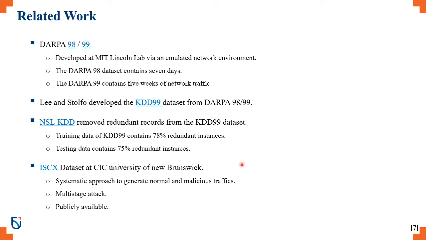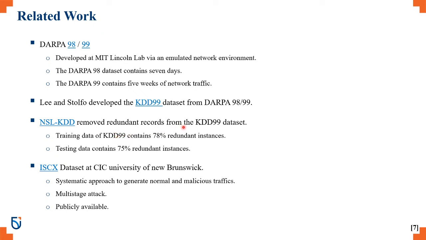Related work. The DARPA 98 and 99 datasets were developed at MIT Lincoln Lab. DARPA 98 contained 7 days of network traces, while DARPA 99 contained 5 weeks of network traffic. Lee and Stolfo developed a framework to extract features from DARPA 98 and 99, and the dataset was named the KDD 99 dataset. The KDD 99 dataset is the most widely used dataset for intrusion detection. It contained TCP attributes but failed to provide information about IP addresses. KDD 99 is publicly available and contains 5 million data instances and 20 different types of attack.